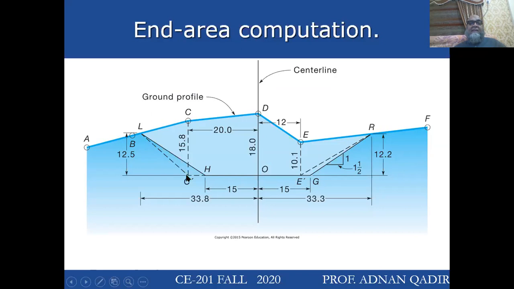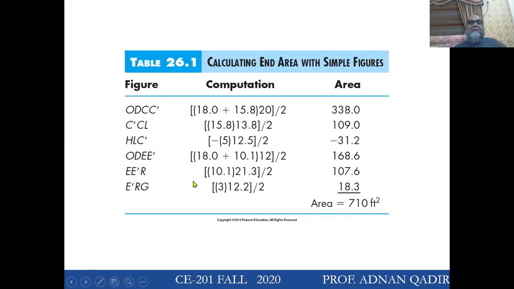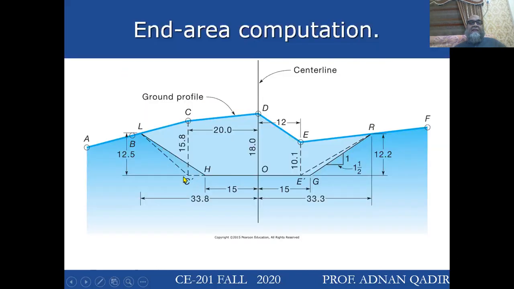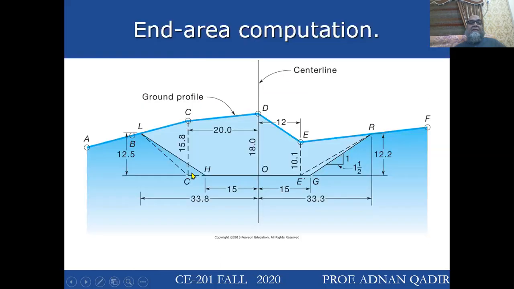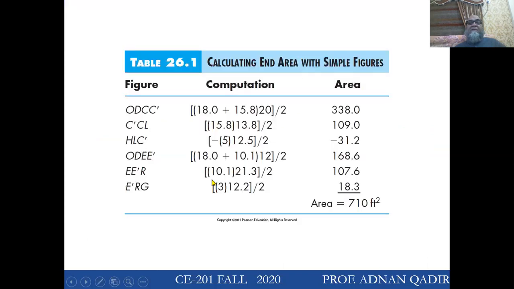HLC dash is this area, HLC. Now HLC dash is minus 5. Why minus 5? 20 minus 15 is minus 5. Then the height, again this height is 12.5 divided by 2. So this is minus 2.